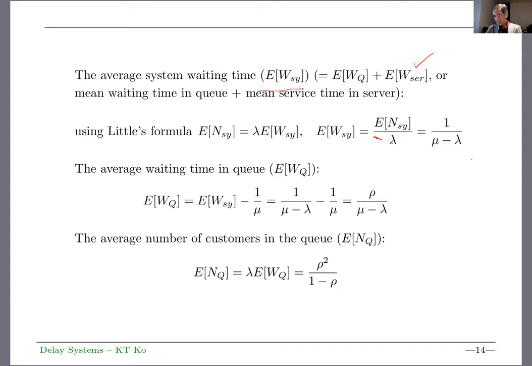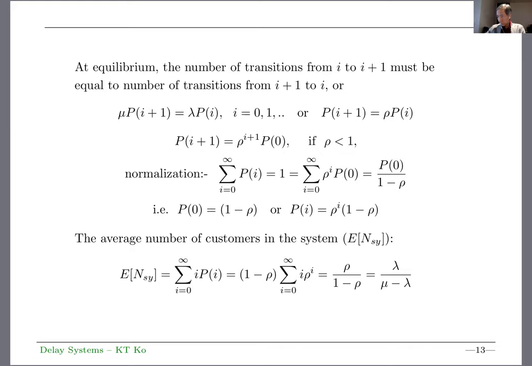Now, how do we calculate WSYS once we know NSYS? Then you're using what we know as Little's formula in queuing theory. Little's formula basically is for any queue. What it says is the number of jobs in the queue or in the system is lambda times the waiting time. So in the case of NSYS, if you know WSYS, then you can calculate NSYS by multiplying by lambda. So let's go back to NSYS.